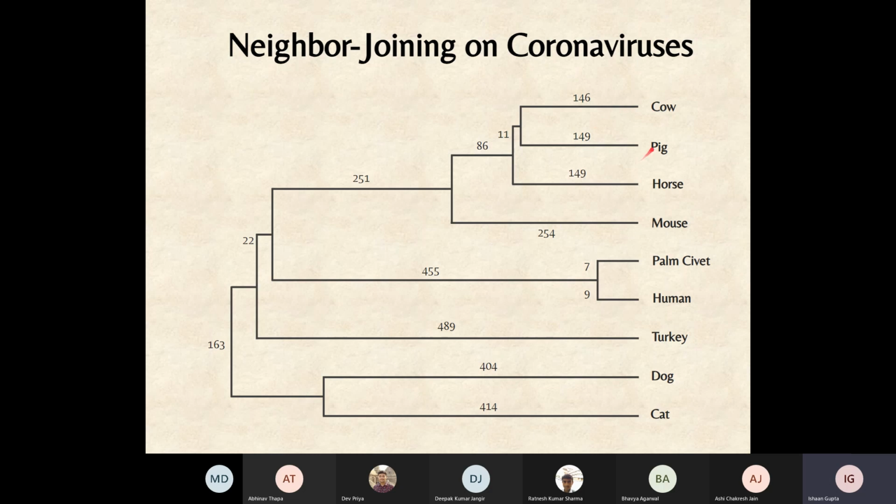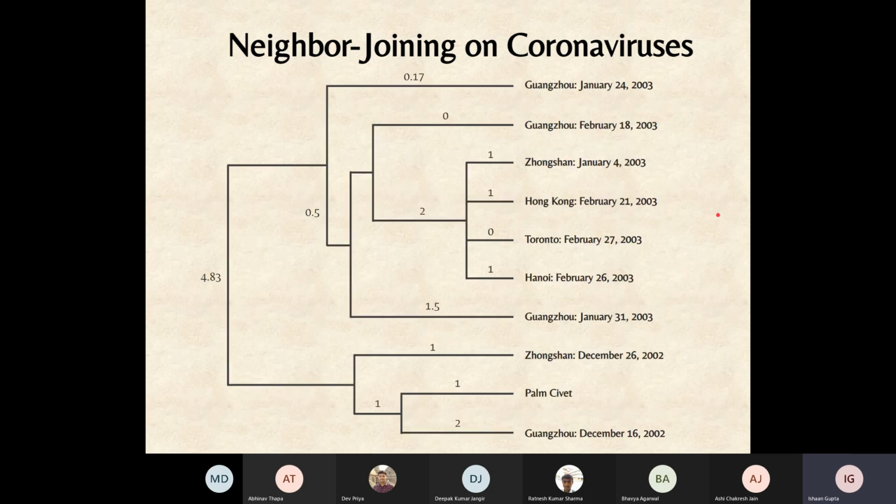So typically in neighborhood joining, you will see the cow is actually going to be slightly on the left side here than the pig, right? Because the branch lengths are different. The mouse is going to be slightly different too, so this is how these trees will slightly differ.